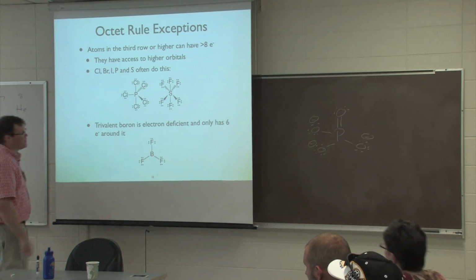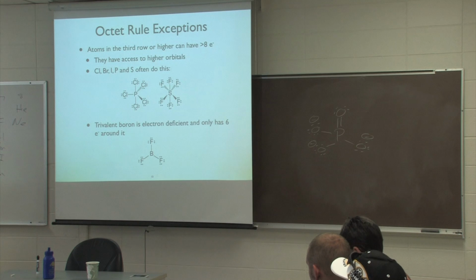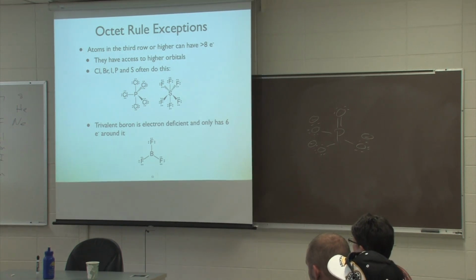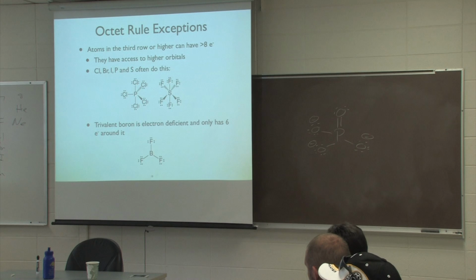So you can have this phosphorus pentachloride or this sulfur hexafluoride. These are going to exist just okay. And when you're putting these Lewis structures together, that's something you need to take into account. If you have more electrons than you know what to do with, look to see if you have any of these heavier atoms that can accommodate more than 8 electrons.